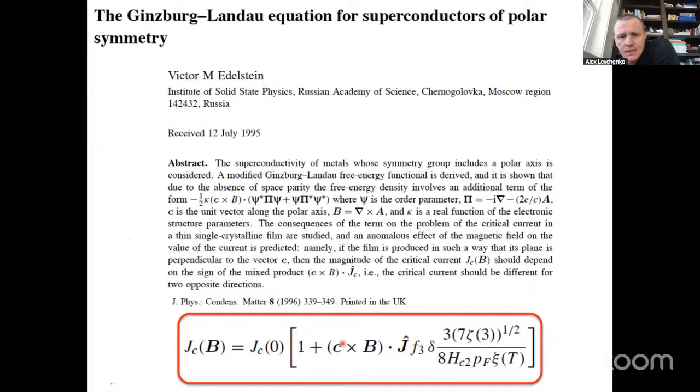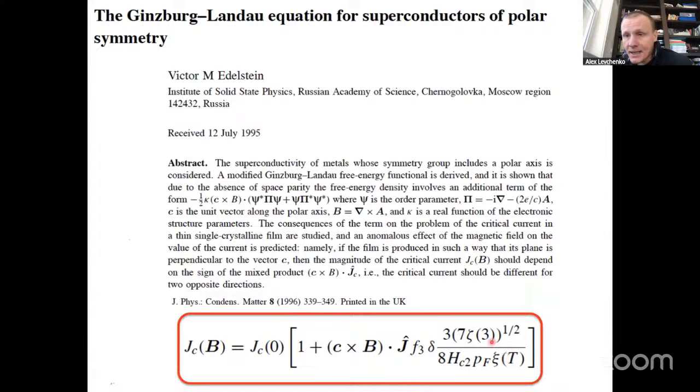So in this formula here, F3 is some dimensionless function, which is not so important. Delta is the ratio of the strength of the spin orbit coupling to the Fermi velocity. Hc2 is the upper critical field. Psi is the superconducting coherence length. So this was believed to be the first prediction. Somehow it was not noticed so much up until recently, I would say, but it was there for a very long time.